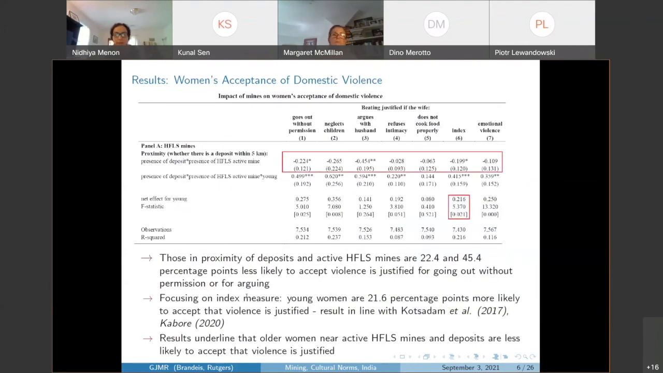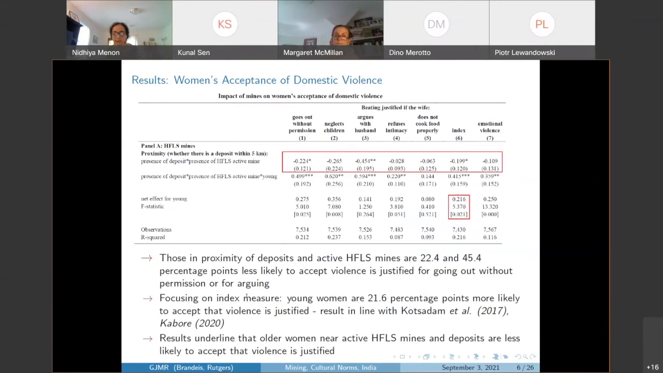When we look at measures of domestic violence in the NFHS, this is the woman reporting that physical violence is justified for, I'm going to list 5 reasons here, and then in column 6, we have this index measure, because we have to be careful about multiple hypothesis testing. The first thing you want to notice is that the coefficients are uniformly negative. Let me just focus on the index measure.